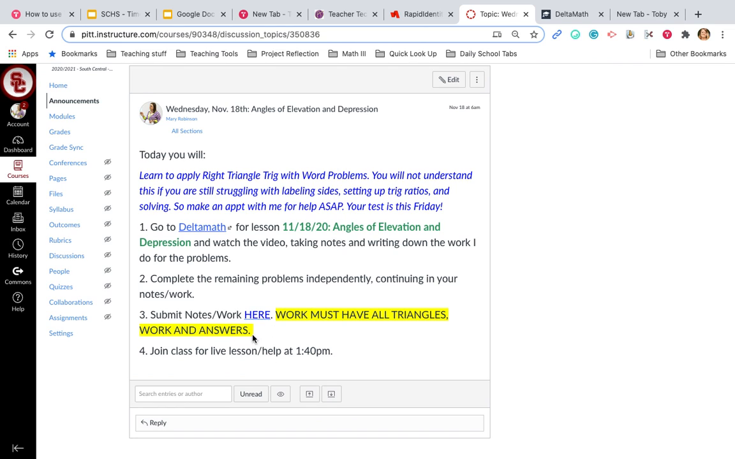We can't give feedback if we don't understand what you are using or what answers you got, and therefore whether it was set up correctly. So please make sure you're showing all 3 components. In other words, everything that I do on my notebook paper, you should have on your notebook paper.